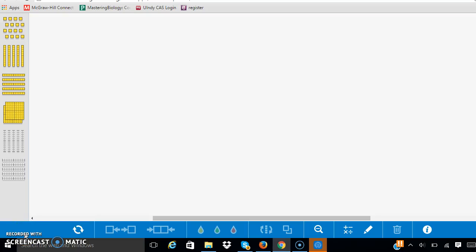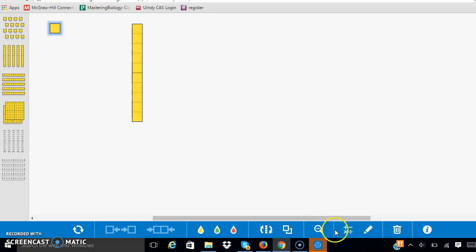Hi everyone, today we're going to go over addition with base 10 blocks. So first I'd like to go over what each piece means and what it is equal to. These little squares are called units and they're equal to 1. The next are called rods and they're equal to 10.